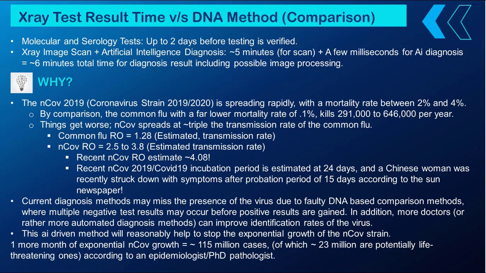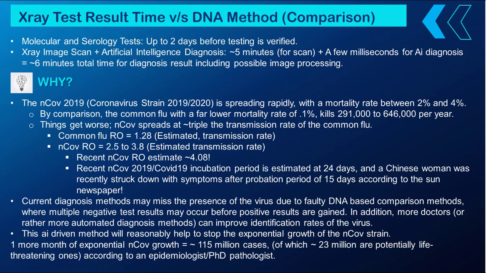So as per the current diagnosis method, we may miss the presence of the virus due to faulty DNA-based comparison methods, where multiple negative test results may occur before positive results are gained. In addition, more doctors, or rather a more automated diagnosis method, can improve the identification rate of the virus. This AI-driven method will reasonably help to stop the exponential growth of the nCoV strain.